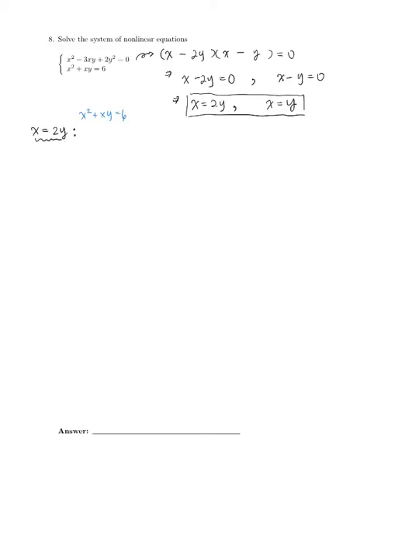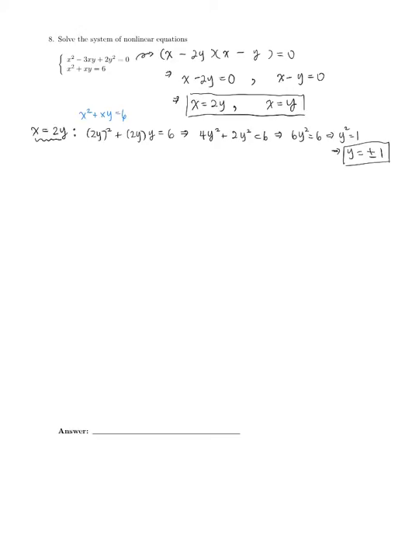Okay, so if I did that, then what do we get? 2y squared plus 2y times y equals 6. It's 4y squared plus 2y squared equals 6. So that means 6y squared equals 6. y squared equals 1. y is plus or minus 1. Let me just box that. It may or may not be a solution.